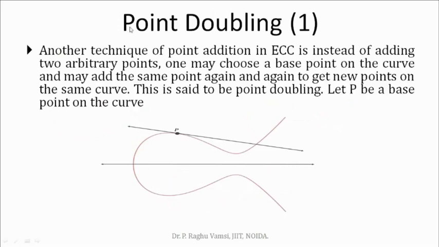Point doubling is another technique of point addition in ECC. Instead of adding 2 arbitrary points, one may choose a base point on the curve and add the same point again and again to get new points on the same curve. So how can it be done? For example, you have been supplied with point P. Now we know the principle that first you draw a line which passes through this P. You may draw a line which passes through P in any way.